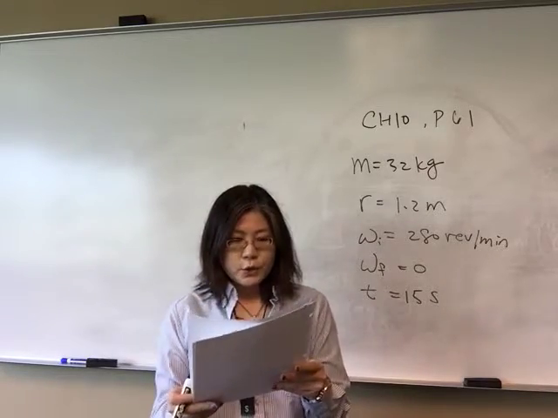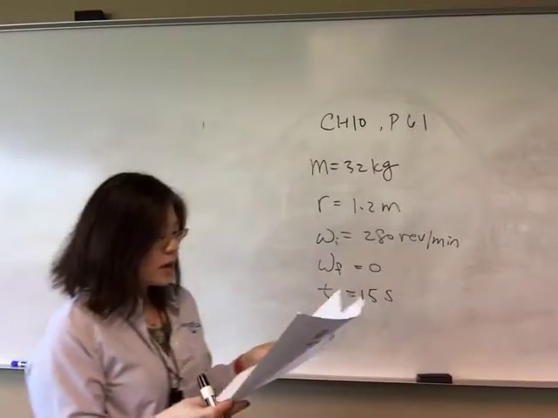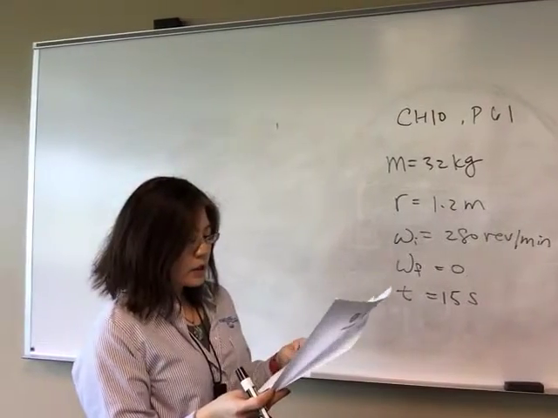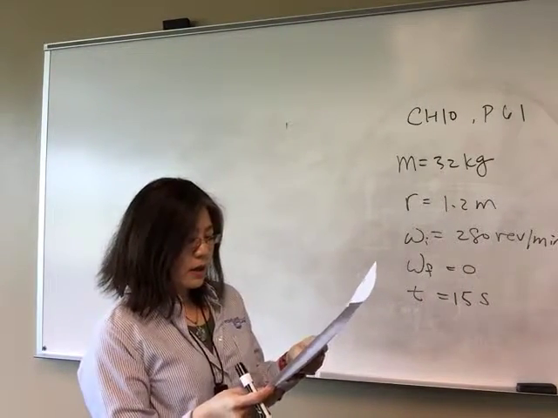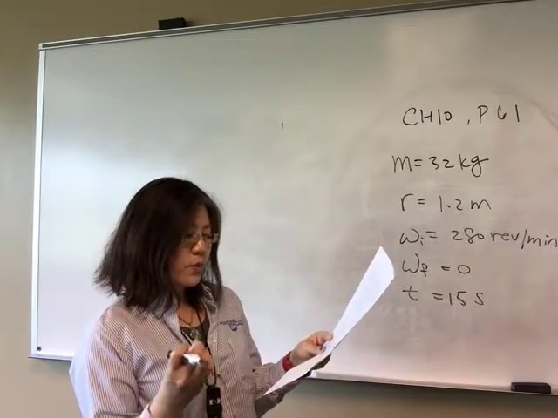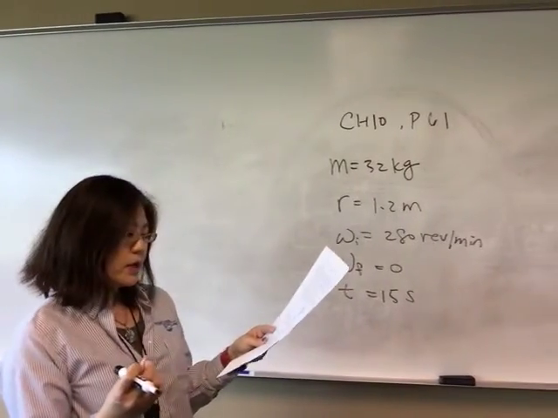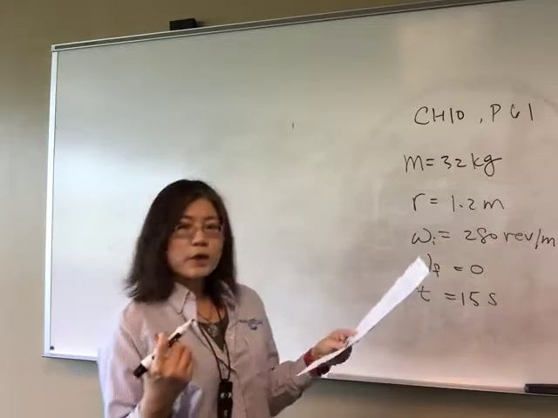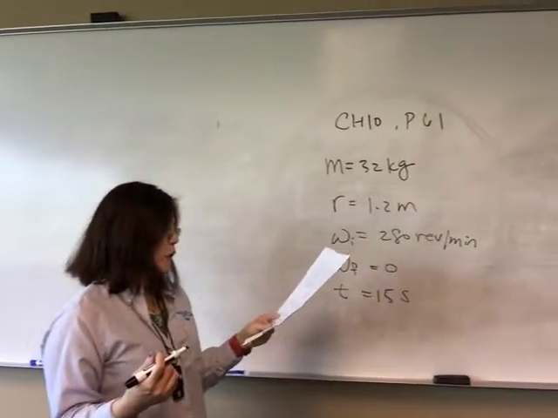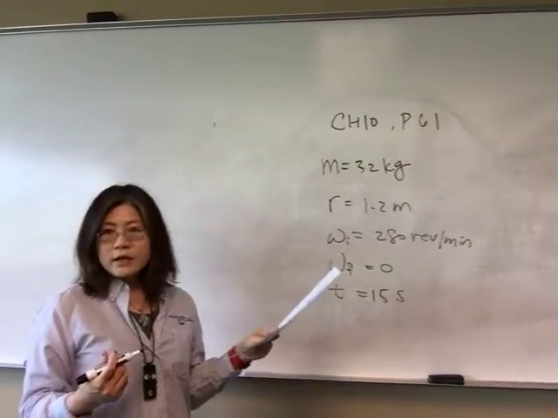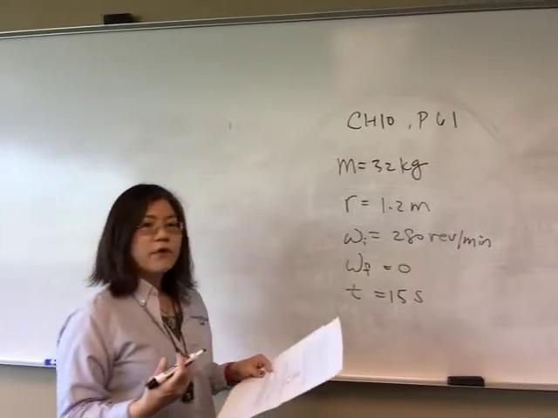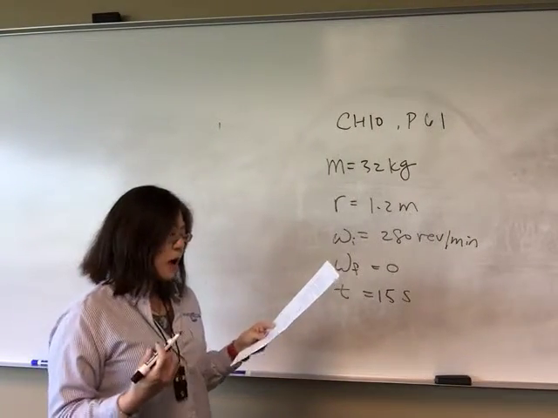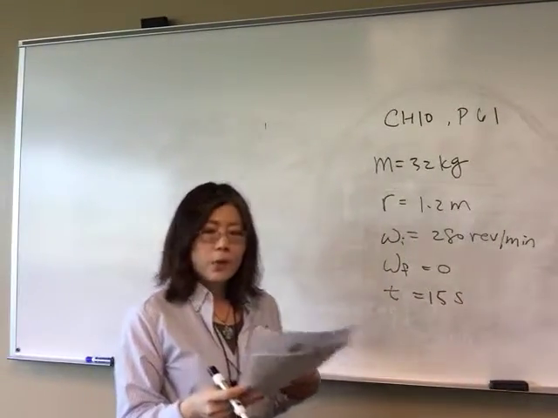Alright, so we're going to do another problem. That's problem 61. A 30 kilograms wheel, initially essentially a thin hoop with radius that's 1.2 meters, is rotating at 280 revolutions per minute, so that's the angular velocity. It must be brought to a stop in 15 seconds, which means that the final angular velocity should be 0. How much work must be done to stop it?